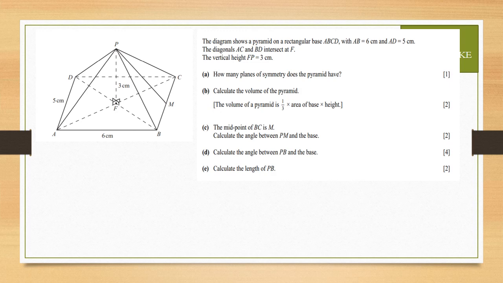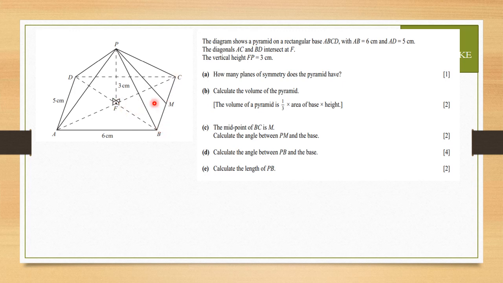Part B, calculate the volume of the pyramid. The formula is given. You have to substitute the values and calculate the volume of the pyramid. Next, they say that the midpoint of BC is M. I did a similar question in the first example of this presentation. M is the shortest distance to BC, so FM is perpendicular to the line BC.